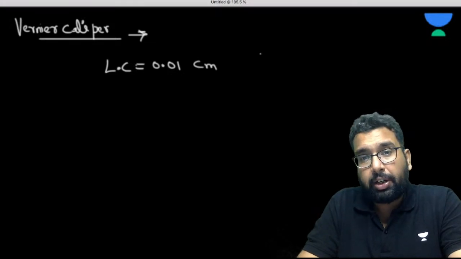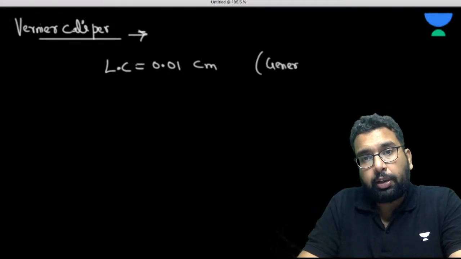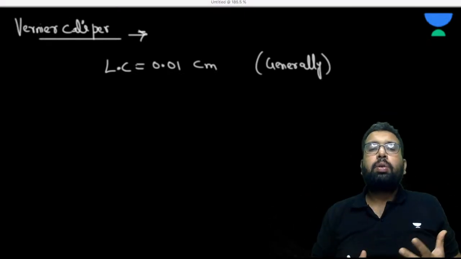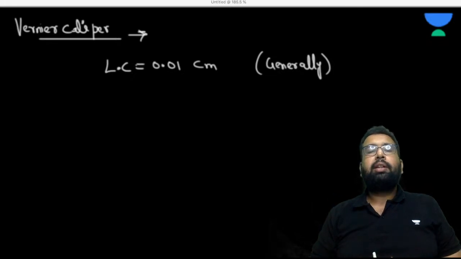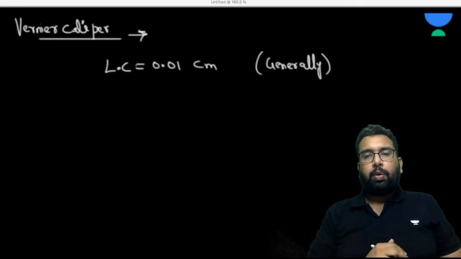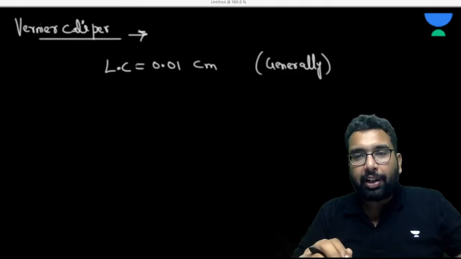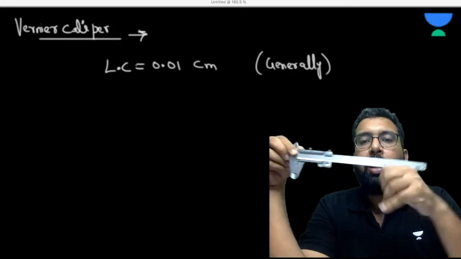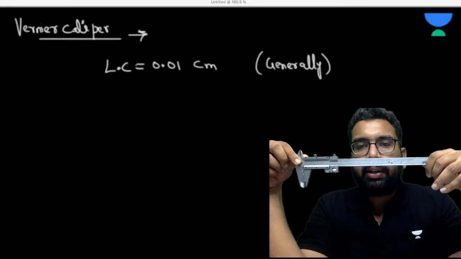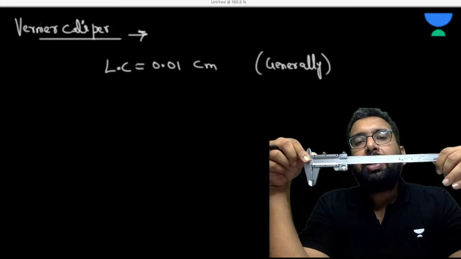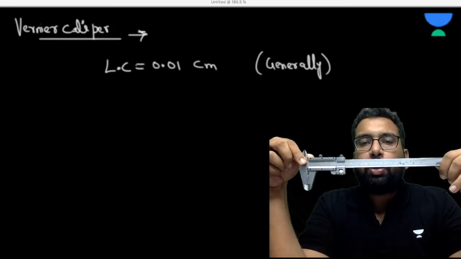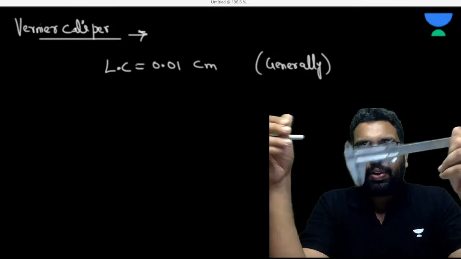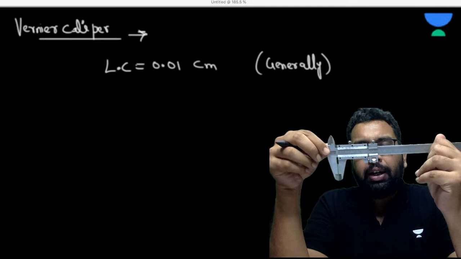Generally, don't take me wrong. In the question, and in practical also, a vernier caliper can have a least count other than this value. But generally, when I speak, so I have a vernier caliper with me today here. This is what a vernier caliper looks like. It somewhat looks like this. We'll talk about it.